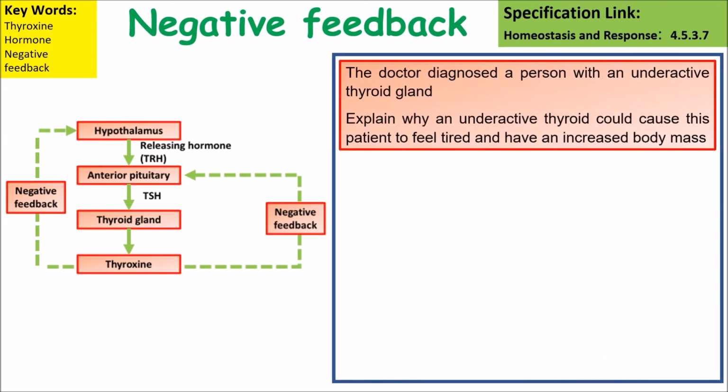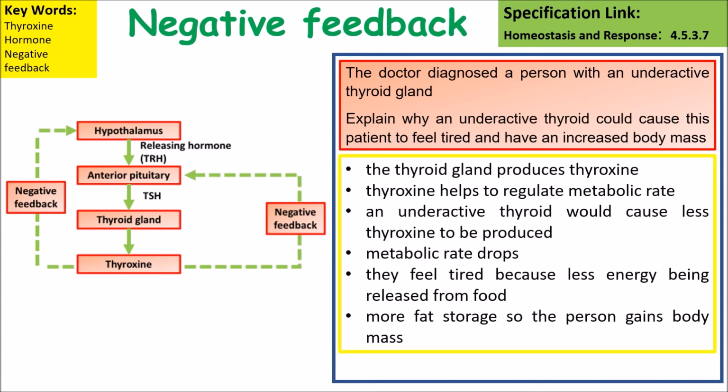A doctor diagnosed a person with an underactive thyroid gland. To explain why an underactive thyroid gland could cause a patient to feel tired or have an increased body mass, some of the key things you would need to talk about is the fact that the thyroid gland is producing thyroxine. Thyroxine is helping regulate the metabolic rate. An underactive thyroid gland would mean that less thyroxine is produced, so therefore metabolism would drop. They'd feel tired because they would have less energy released from the food, and more fat storage would happen because that food wasn't being metabolized, so therefore a person's body mass would increase.